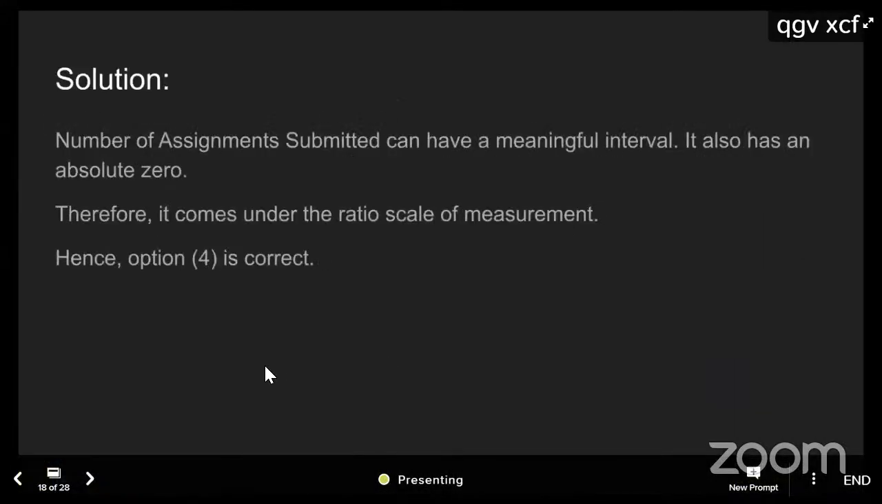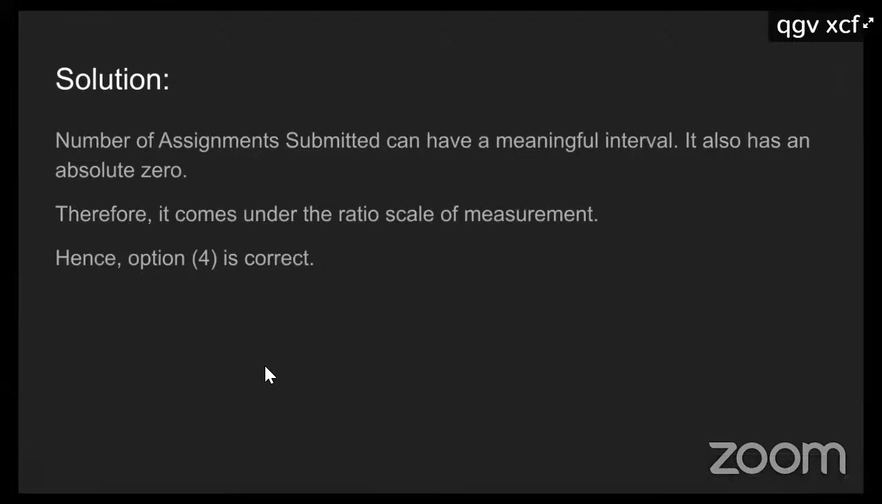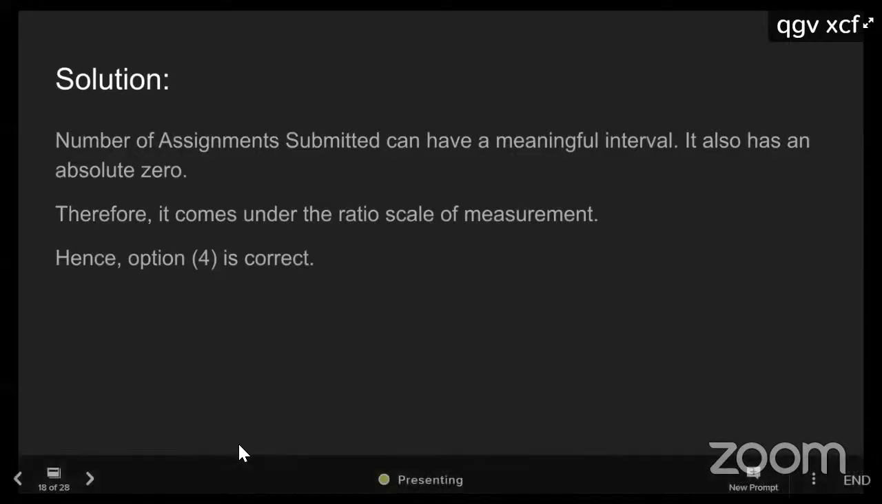Sir, still not clear. What is the property of absolute zero? Can you please explain? See, the absolute zero property means absence of that thing. Suppose I'm saying 0 pens, that means there is no pen. Suppose I'm saying 0 number of books, that means there are no books. Absolute zero means absence of that thing, that the thing is absent.